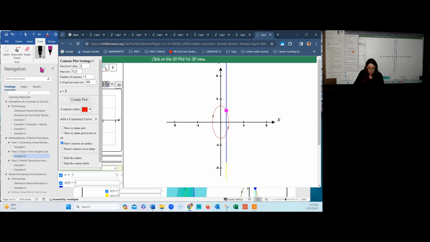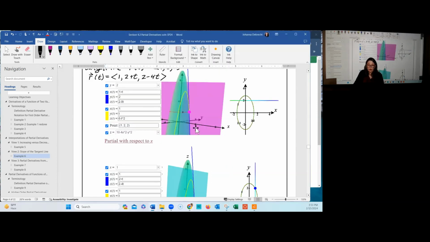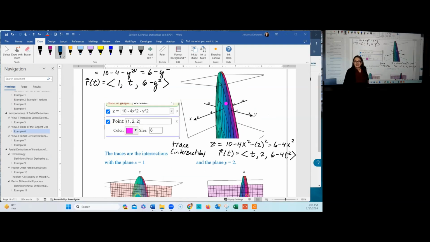Now that we've done it with respect to y, go ahead and pause the video and rework the entire process, but with respect to x, and then turn the video back on so we can compare our results. Okay, let's see how you did in doing the same process and finding the tangent line that's parallel to the x-axis by taking the partial derivative with respect to x.